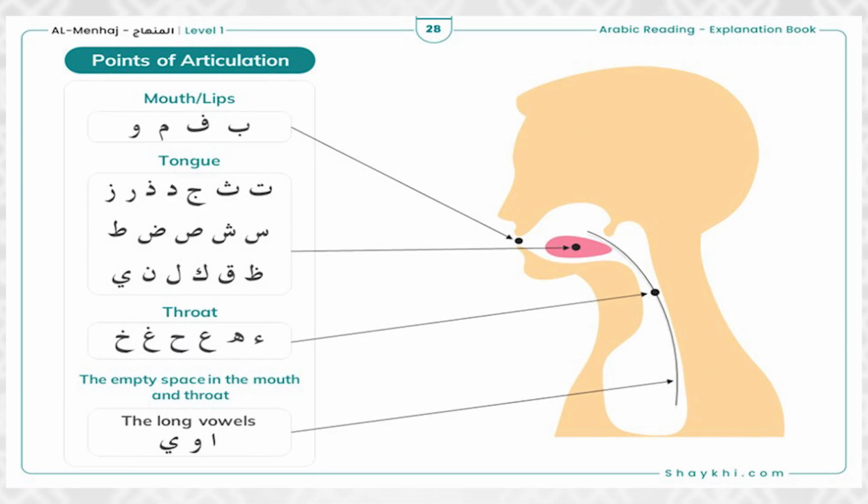The empty space in the mouth and the throat, which is الجوف, the long vowels: a, u, e. The third subject: الجوف, exit. The first exit, the cavity. It is the empty space of the throat and mouth. The 3 long vowels are produced from it: the alif, the silent waw preceded by a dhamma, u, and the silent ya preceded by a kasra, e.